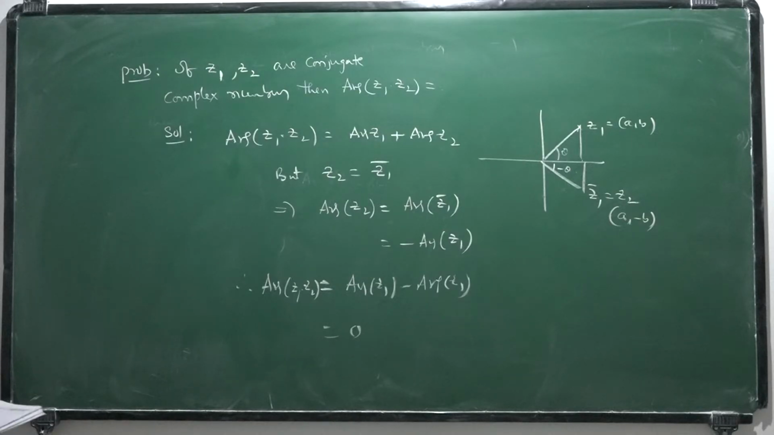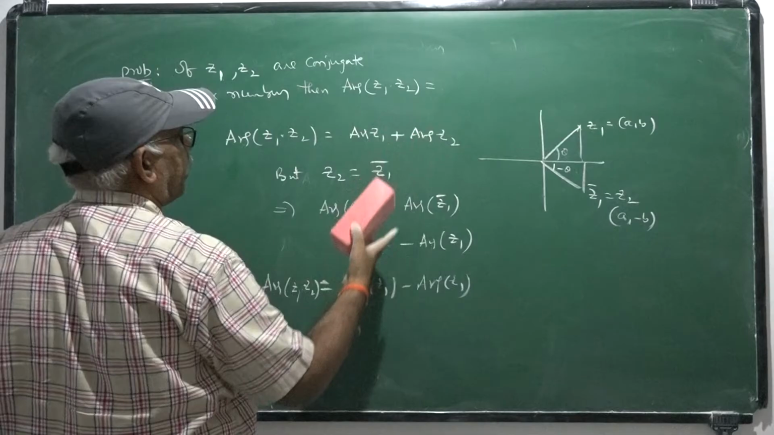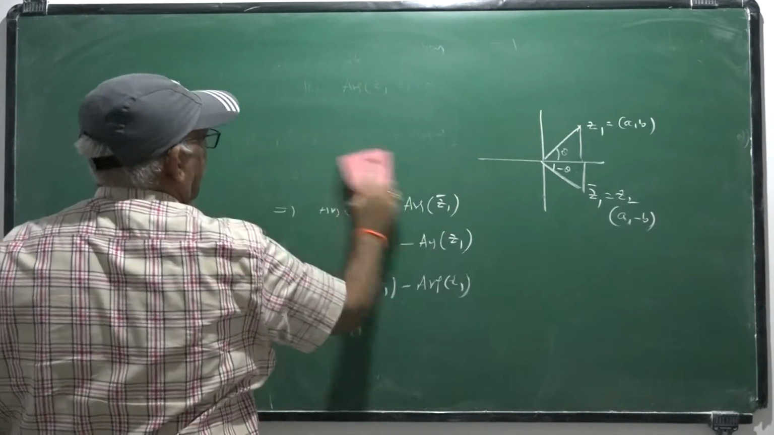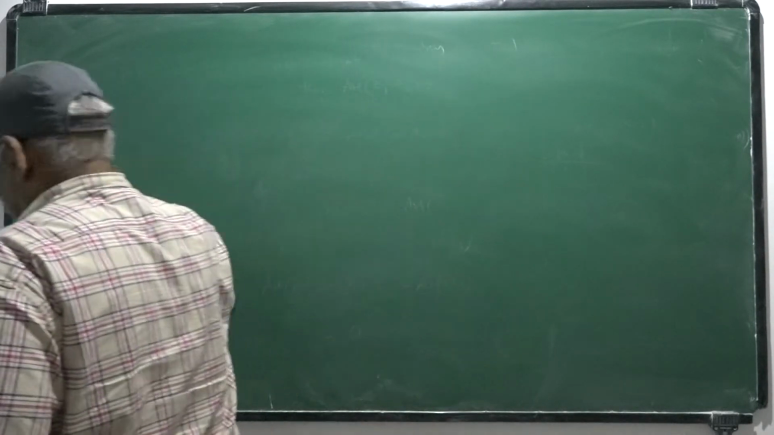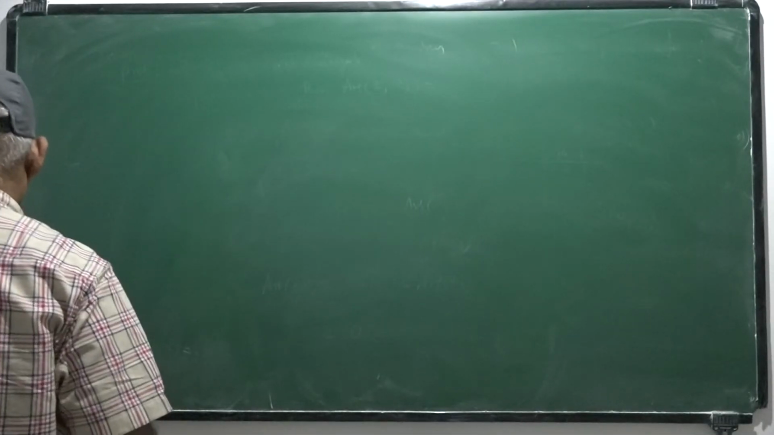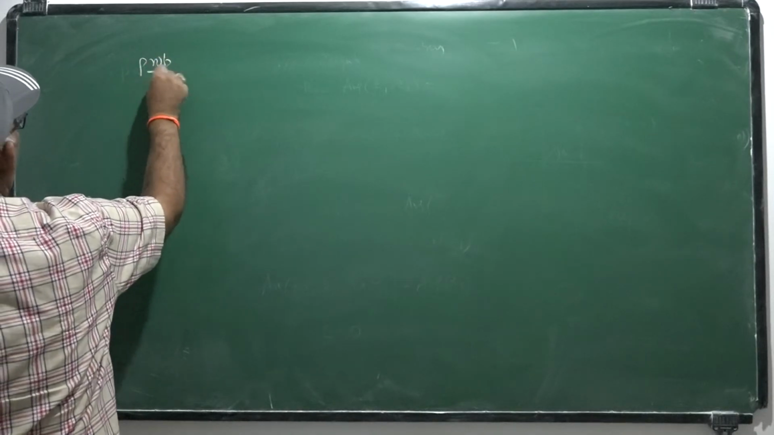Argument of Z1 minus argument of Z2, where Z1 and Z2 are conjugate complex numbers. Conjugate in the sense Z2 equal to Z1 bar. This is one important problem.